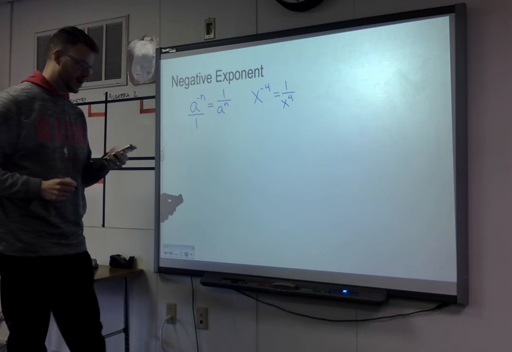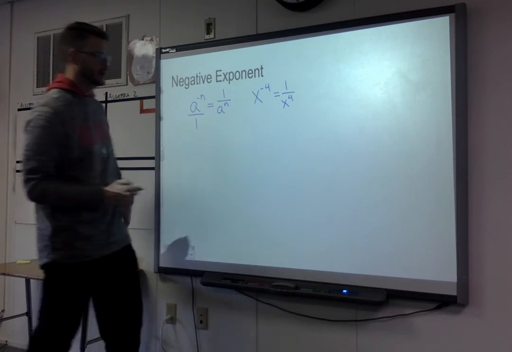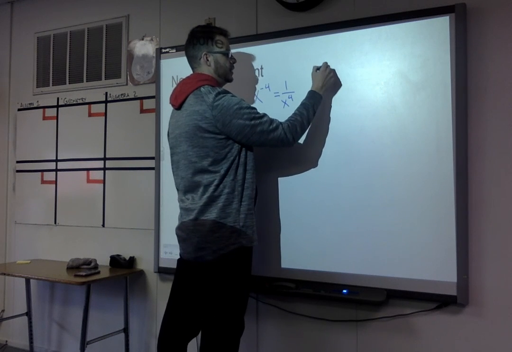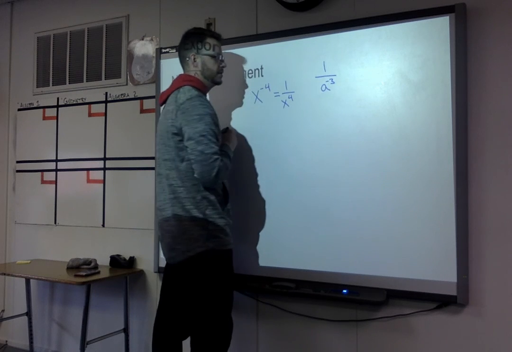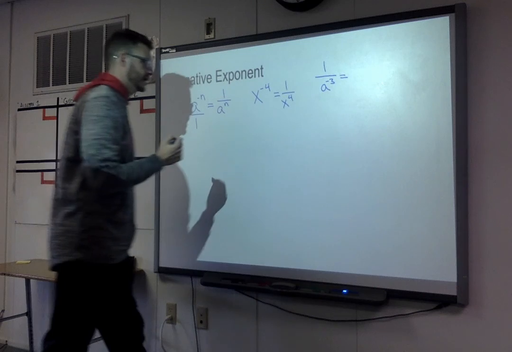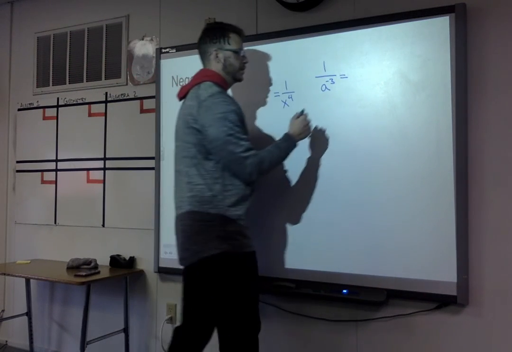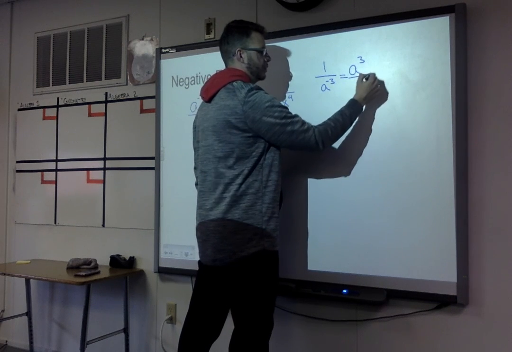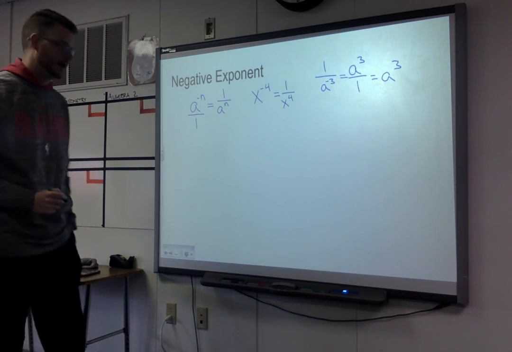Now if we look at it the opposite way, that's if we have a negative in our numerator. If we look at it as having a negative in the denominator, if we have 1 over a to the negative 3rd power, then we, again, like I said, move it to the numerator and make the power positive. So this would become a to the positive 3rd over 1, which is just a to the 3rd power.